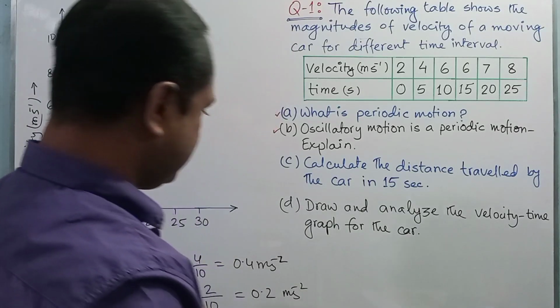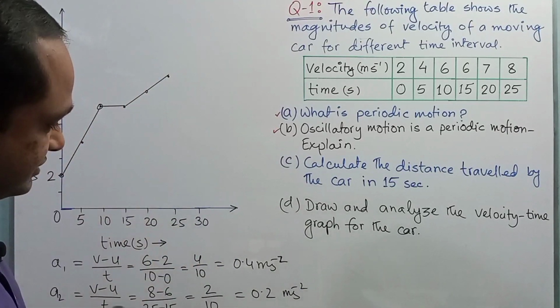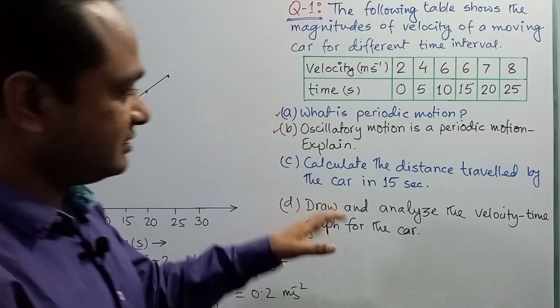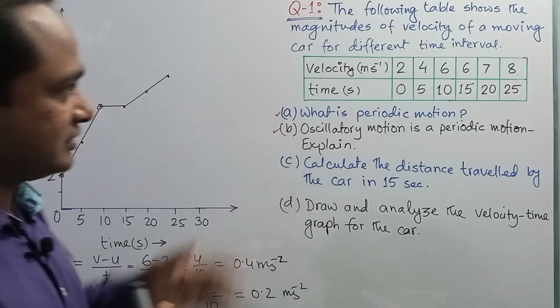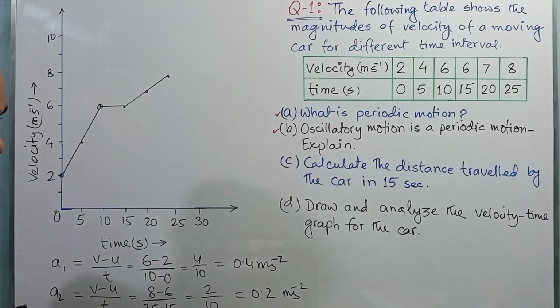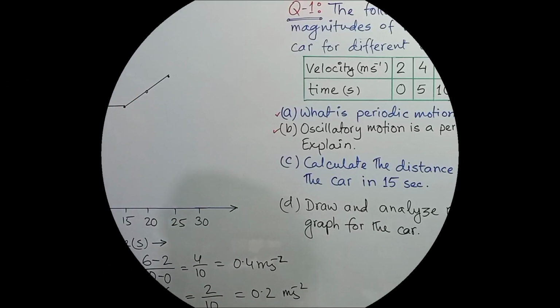Right? Dear student, in this way we can explain the nature of the velocity versus time graph for the moving car. Right? I hope you got it.